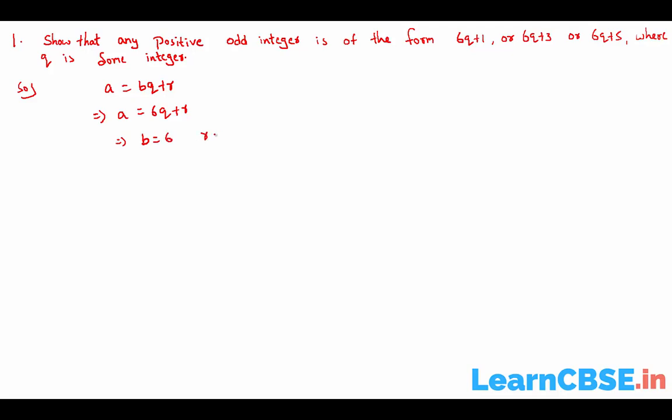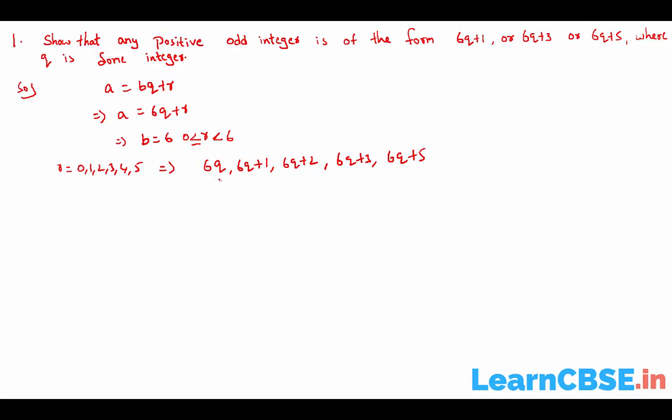Now r should be greater than or equal to 0 and less than 6. That means the values of r are 0, 1, 2, 3, 4, 5. Then we will get the values 6q, 6q plus 1, 6q plus 2, 6q plus 3, 6q plus 5.